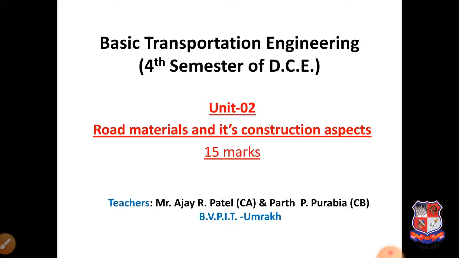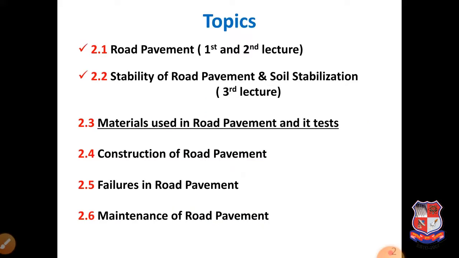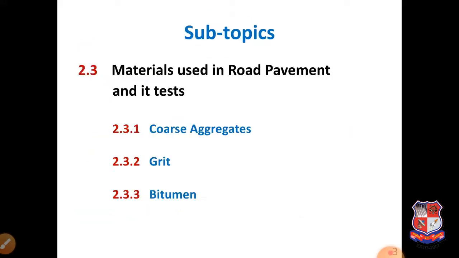Welcome to the 4th lecture of Unit number 2, Road Materials and its Construction Aspects, in the subject Basic Transportation Engineering. We covered the first topic, road pavement, and the second topic, stability of road pavement and soil stabilization. Today we see the third topic, materials used in road pavement and its test. The subtopics are coarse aggregates, grit and bitumen.